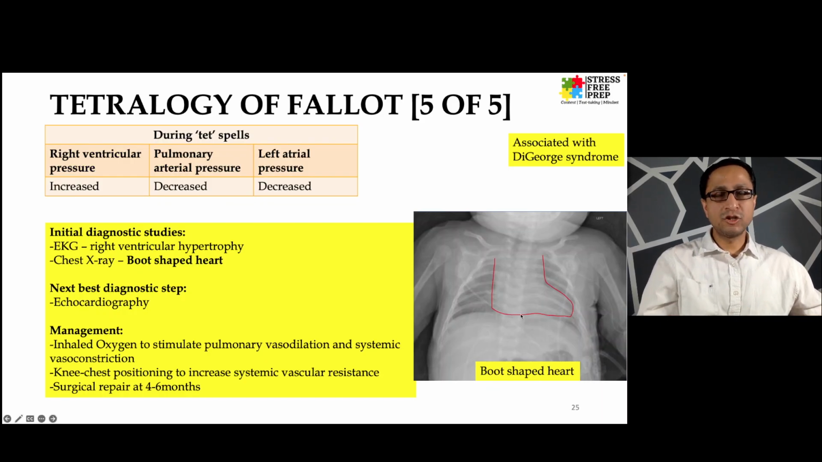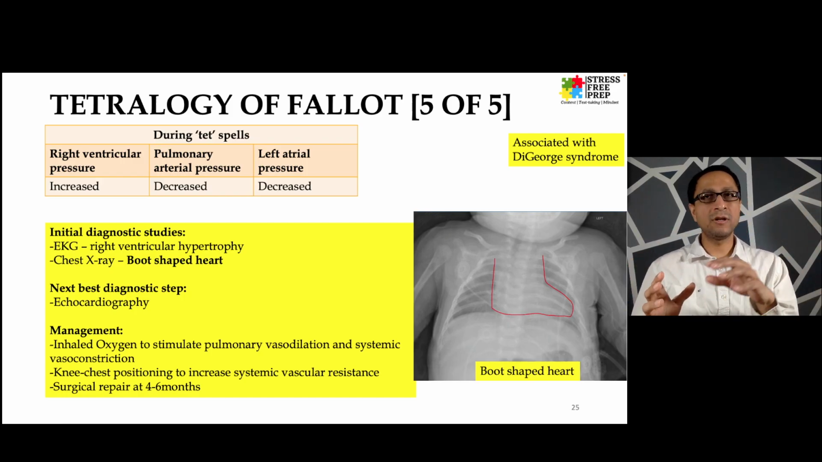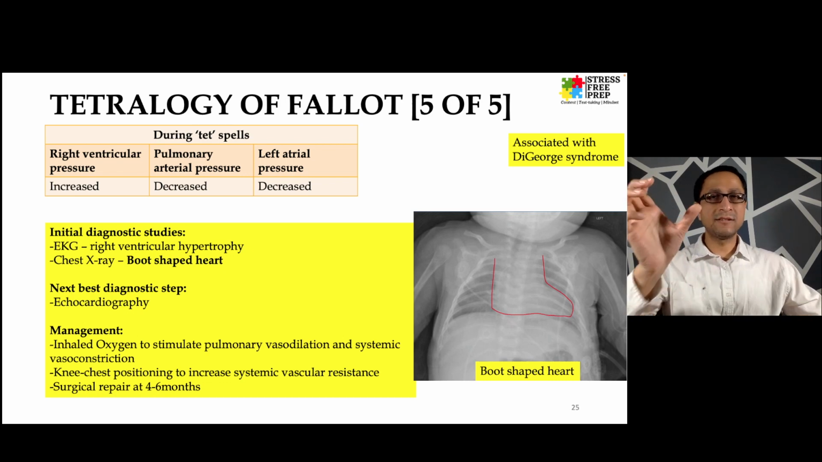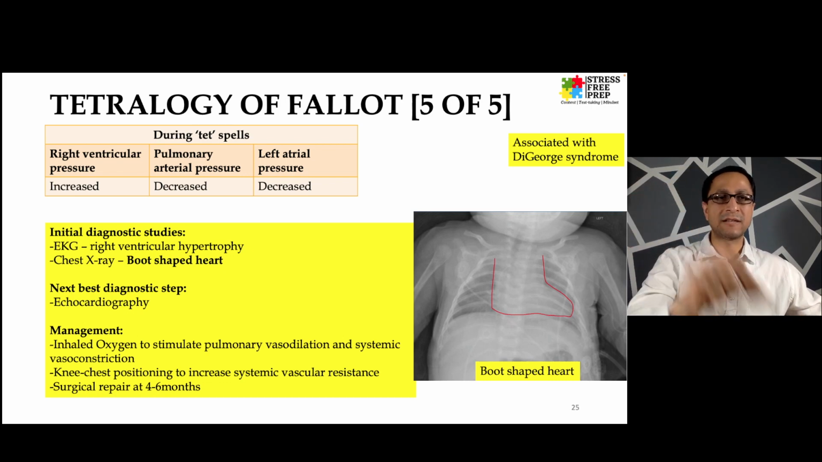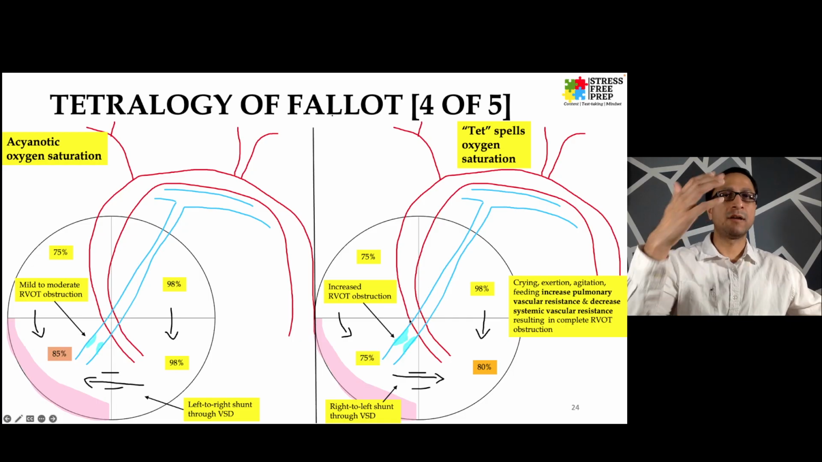Now, another way to achieve the same thing is a knee to chest position. And again, patients will say that the kid runs around, he feels tired, and he squats. So knee to chest position. What that is doing is also increasing the systemic vascular resistance. So the pressure in the aorta increases, the pressure in the left ventricle increases, which means the shunt is reversed. More blood and more pressure in the right ventricle, and it's able to push past that obstruction. And now everything is back to normal in terms of that cyanosis.